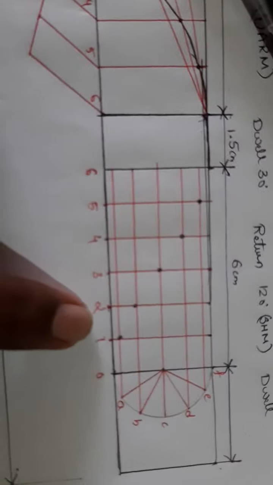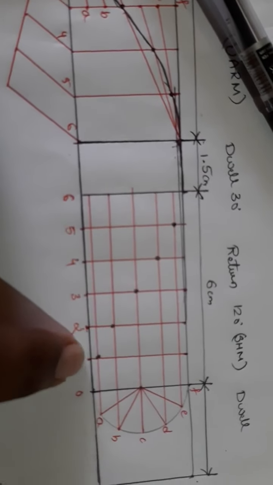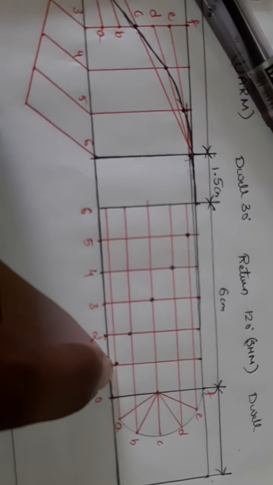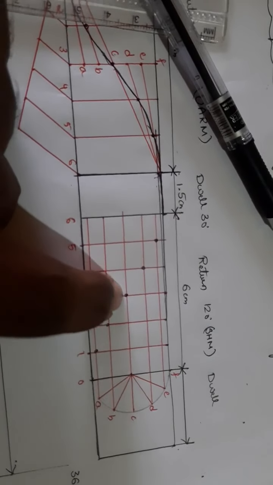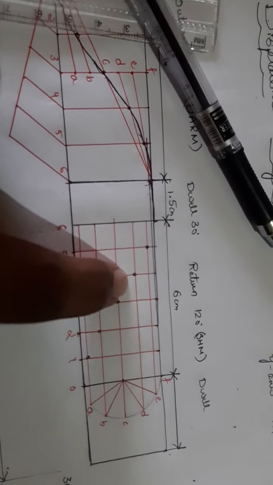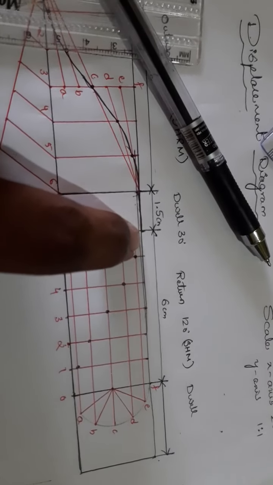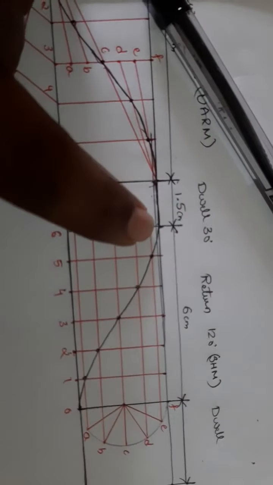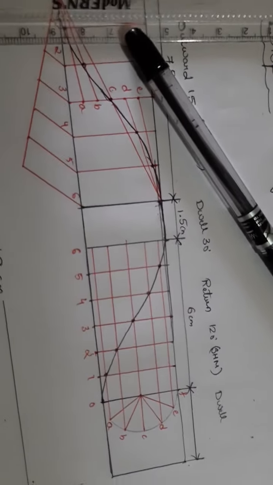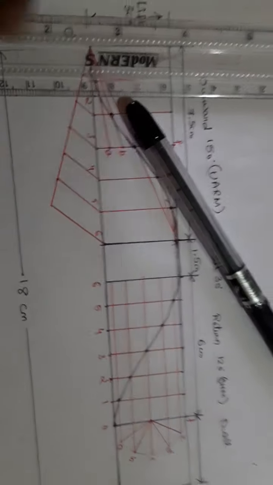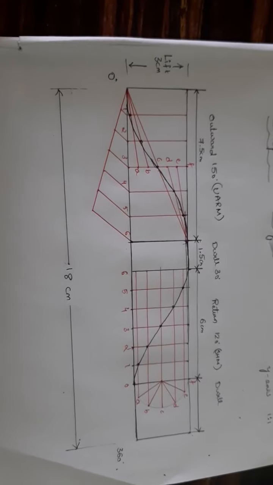Now mark the points: A and first line, B and 2, C and third line, D and fourth line, E and fifth line, F and sixth line will be here. And join it with a smooth curve. So this is how we draw the displacement diagram. So now the displacement diagram is over. This is our complete displacement diagram for the given problem.